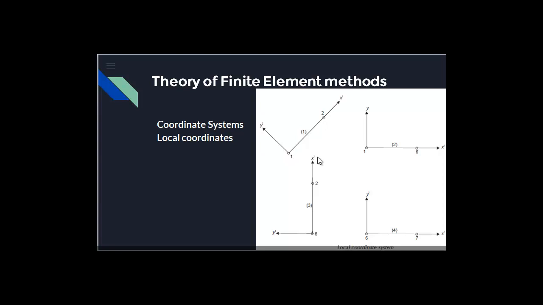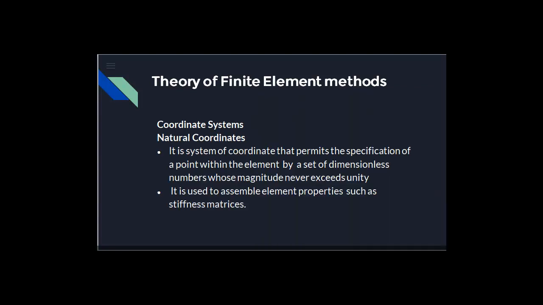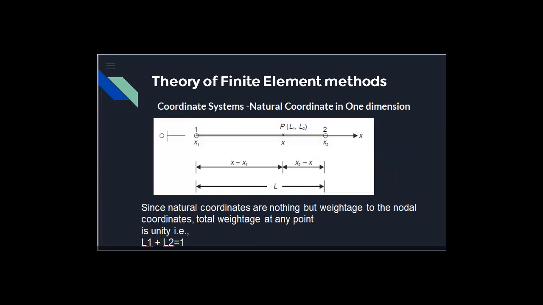local coordinates. The natural coordinate system is a system of coordinates that permits the specification of a point within the element by a set of dimensionless numbers whose magnitude never exceeds unity. It is used to assemble element properties such as stiffness matrices. Here the natural coordinates are nothing but the weightage given to the nodal coordinates. The total weightage at any point is unity. So L1 plus L2 will be equal to 1.